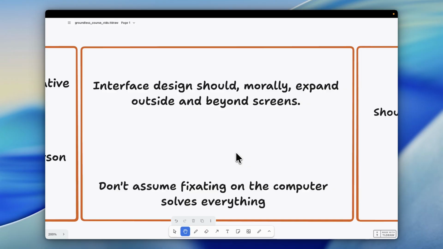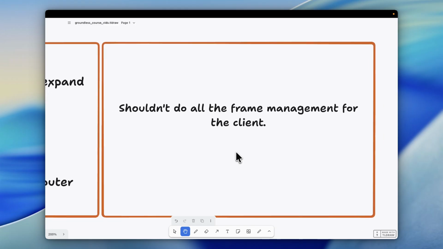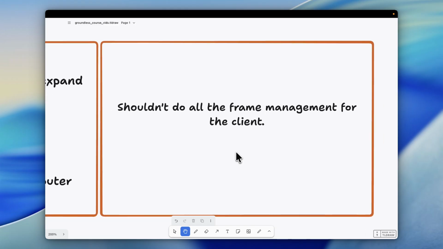Even though we are intervening with technology and interfaces and coding in this course, let's not become codependent on it ourselves as designers, and let's not assume that our solution is the solution that will fix everything. Let's keep that relationship healthy, balanced, light. And let's not do all the frame management for the client.